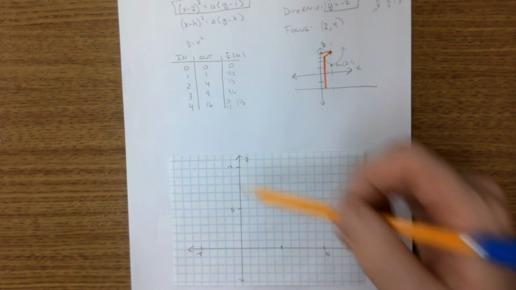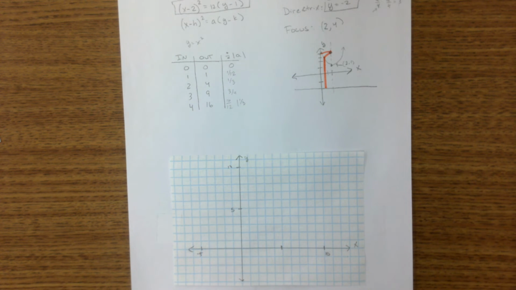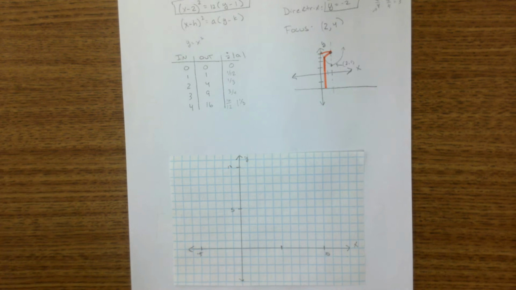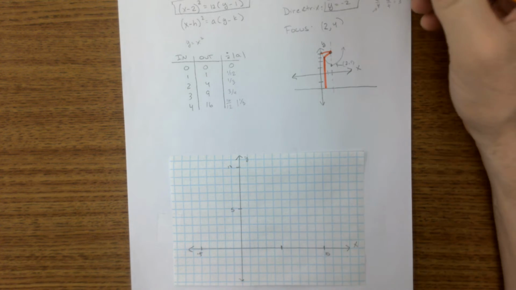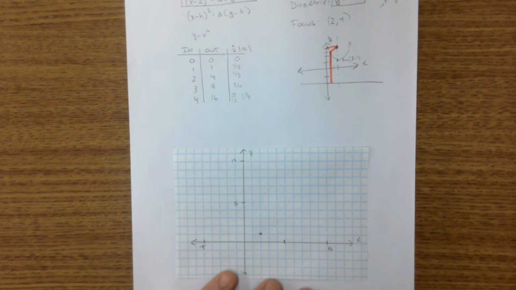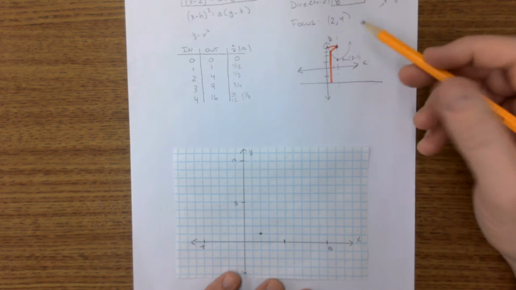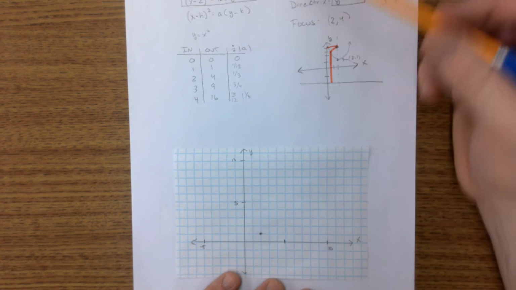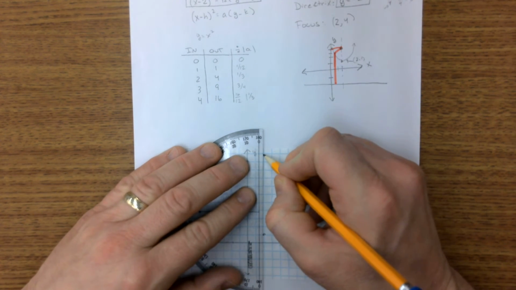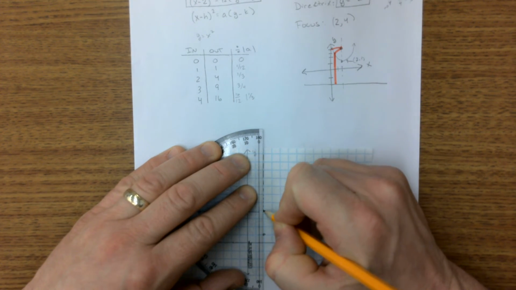All right, now we have a lot of good information to draw a neat graph, so here we go. I'm going to start with my vertex, which is 2, 1, so over 2 up 1, there's my vertex. It's going to go up, but I don't want to guess where it's going to go up because I'm going to use this to figure it out. The axis of symmetry, that's an easy one to draw, so I'm going to come right down here and draw this.